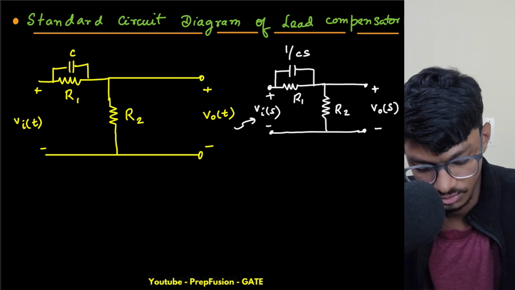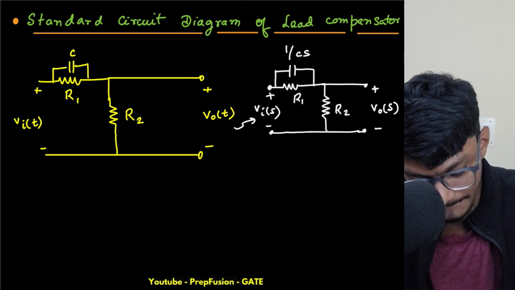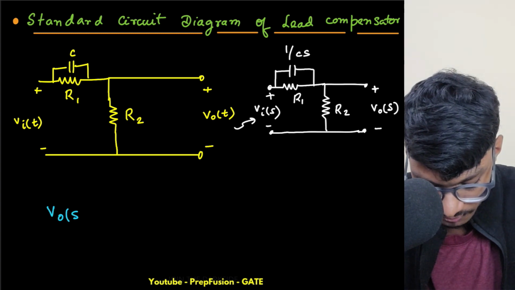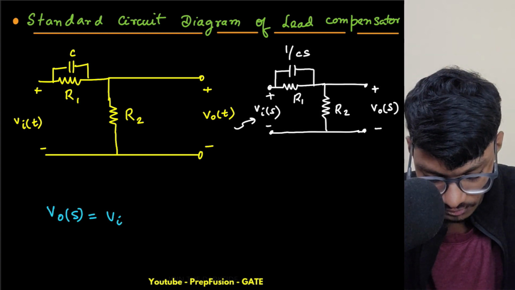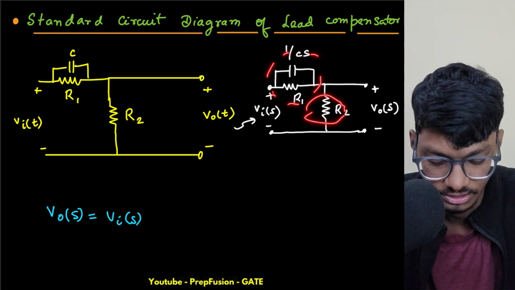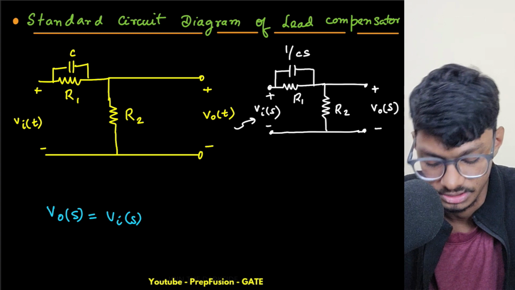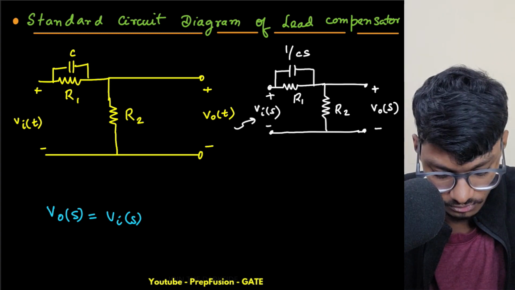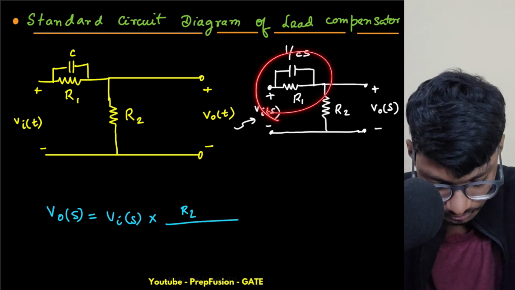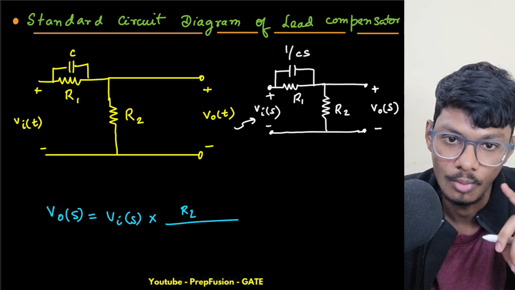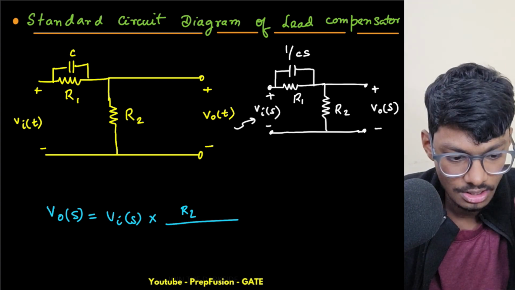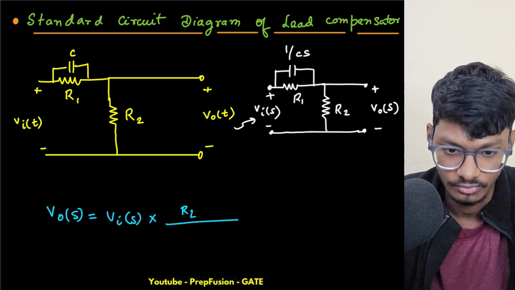Okay, so now let's write the transfer function of V naught upon Vi. This is a simple voltage division. V naught will be Vi into this. If I consider this as Z1 and this as Z2, it will be simply Z2 upon Z1 plus Z2. So it will be R2 upon, what is this total? This total is the parallel combination of 1 by Cs and R1, so it is R1 by 1 plus R1 Cs.